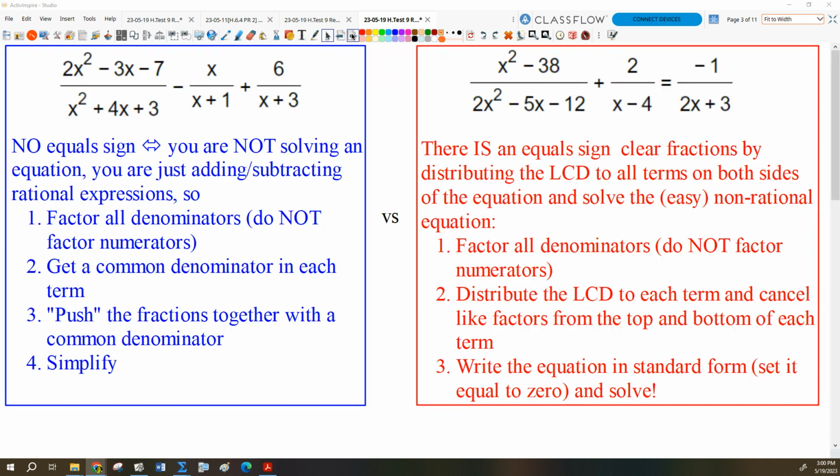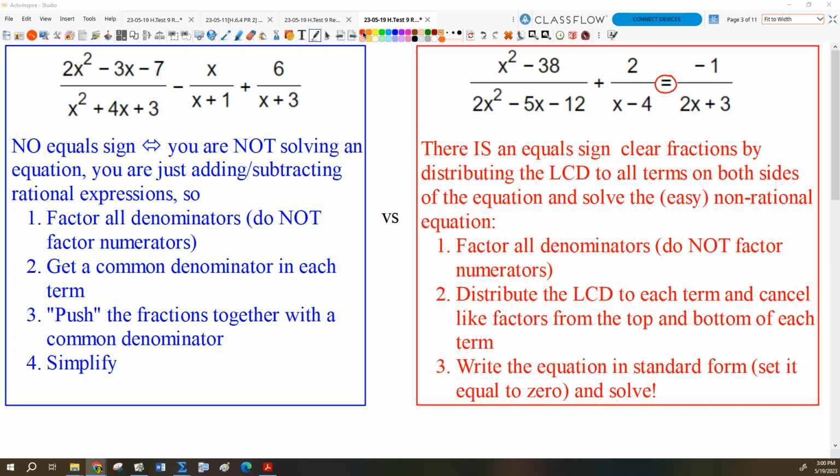Okay, so now let's look at the difference here. So we've got on the left, is it an equation or not? How do you know it's not an equation? Pretty obvious. No equal sign, right? So if there's no equal sign, we're not solving anything here. We're just simplifying this, right? We're going to add and subtract some rational expressions. On the right side, that is an equation, isn't it? There's clearly an equal sign right there. So that's a totally different strategy, right?